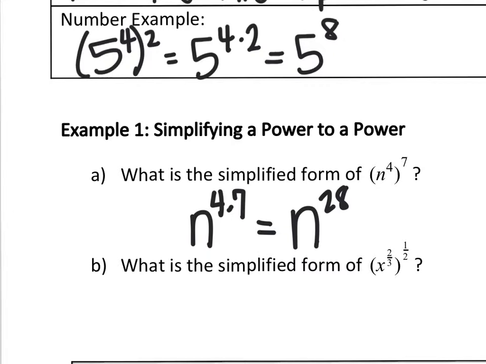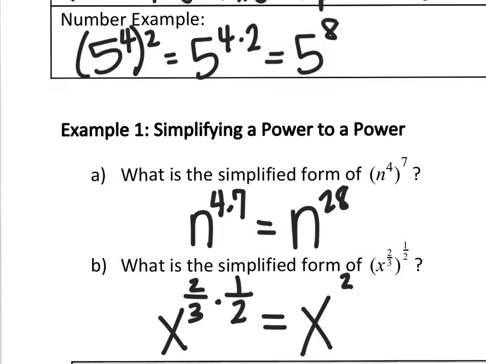B, we're going to multiply our exponents again because it's a power of a power, and we're going to multiply 2/3 and 1/2. When you multiply fractions, you multiply straight across the top, straight across the bottom, and we get 2/6, which we can reduce to 1/3.